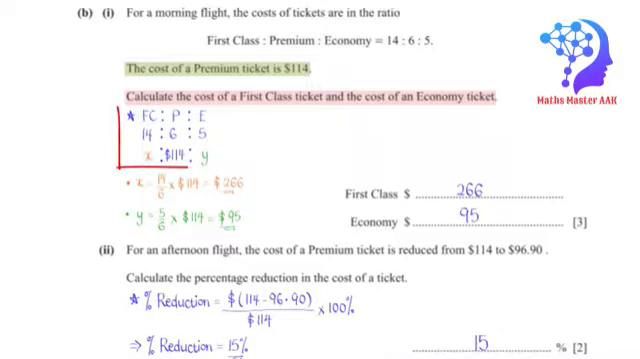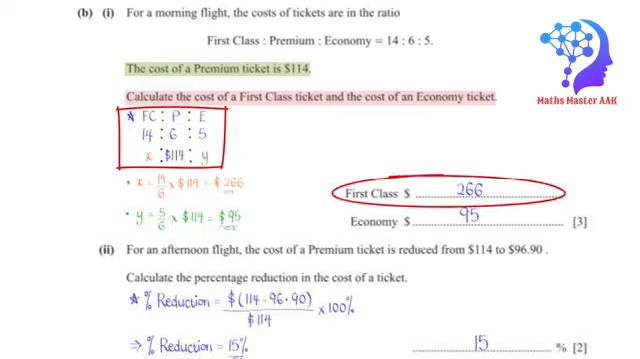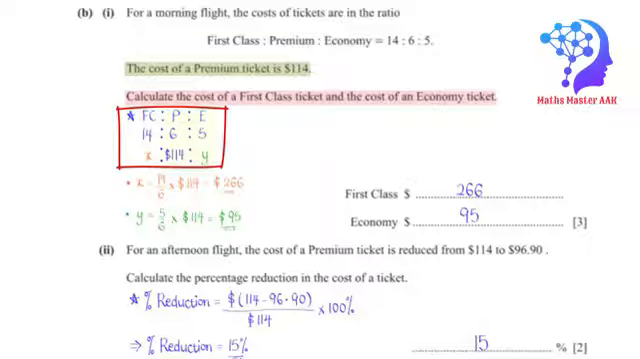So let's set up our ratio. In this ratio, we are going to represent the cost of a first class ticket with X and the cost of an economy ticket with Y. To find X, we are going to set up our equation from these two. This gives us X = 14/6 × $114, giving us $266. To find Y, we are going to set up our equation between these two. And this gives us Y = 5/6 × $114. This gives us $95.